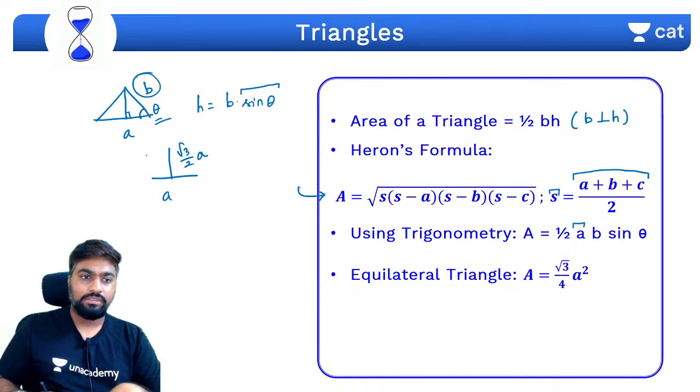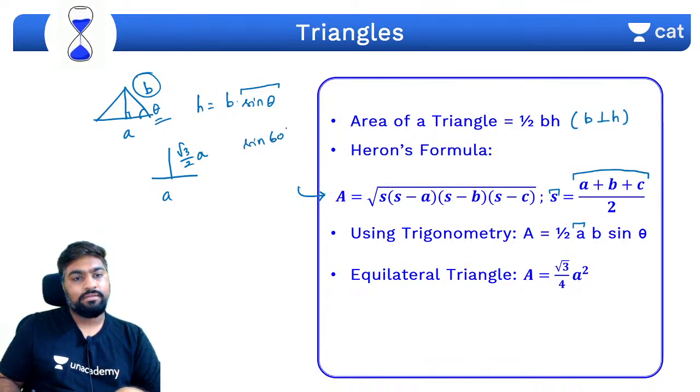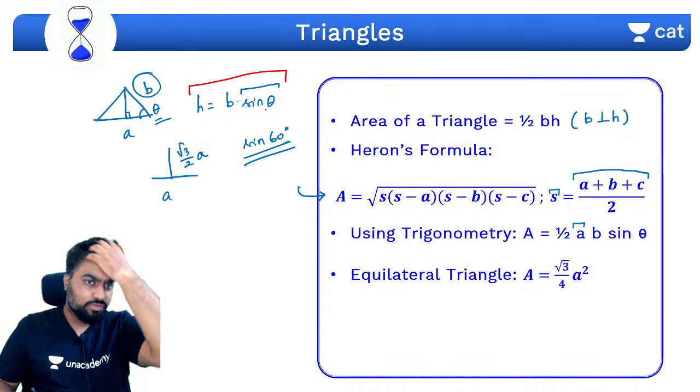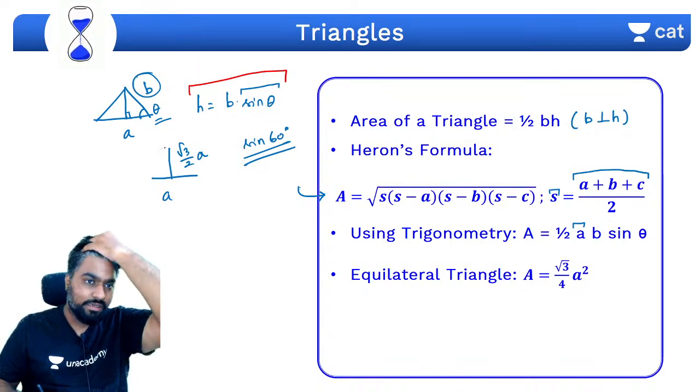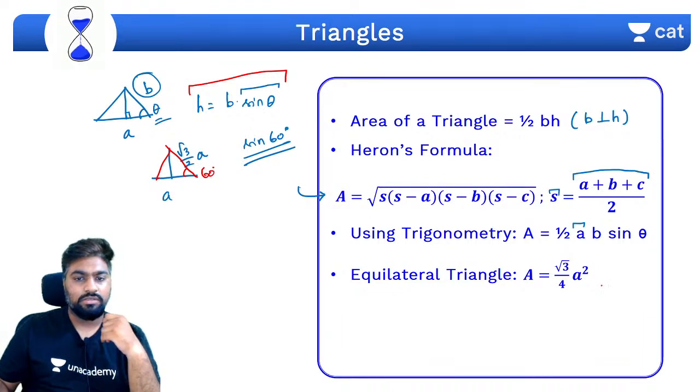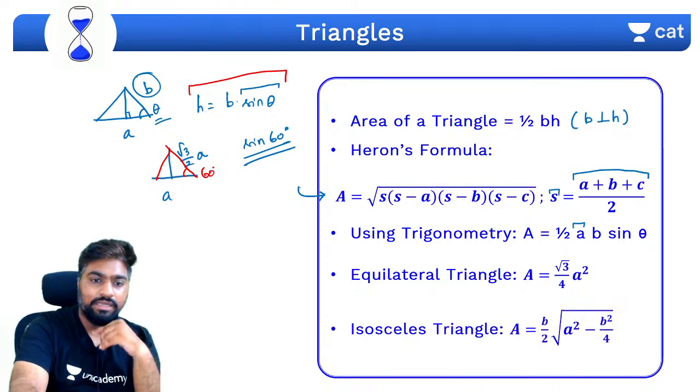Got it? How do you get this root 3 by 2? You get it by sine 60. So the same concept, same concept. Height is one of the sides into sine theta, because the angle here will be 60. The angle here will be 60 and these two sides are both A, so you can use this also, root 3 by 4 A square for an equilateral triangle.